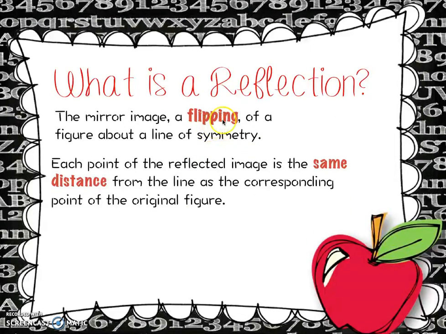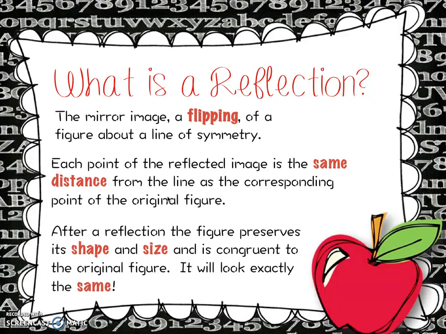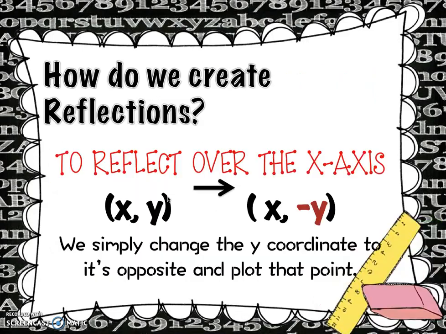Okay, so it's flipping about a line of symmetry, and today we talked about our lines of symmetry were the x-axis or the y-axis or both. And when we create a reflection, each reflected point is the same distance from that line as the original image. So if we're reflecting over the x-axis, they're the exact same distance apart. If we're reflecting over the y-axis, they're the exact same distance apart. After we reflect, the figure preserves its size, its shape, it's exactly congruent to the original. It's going to look exactly the same.